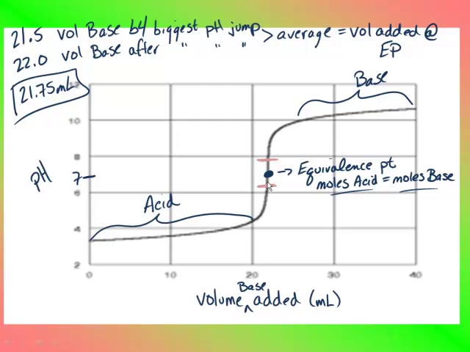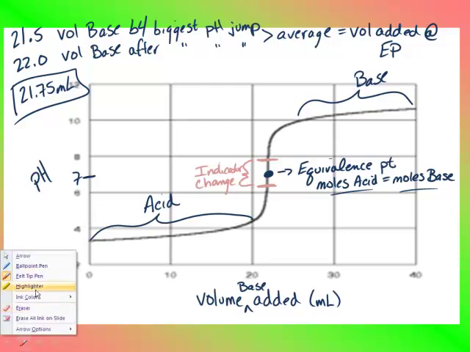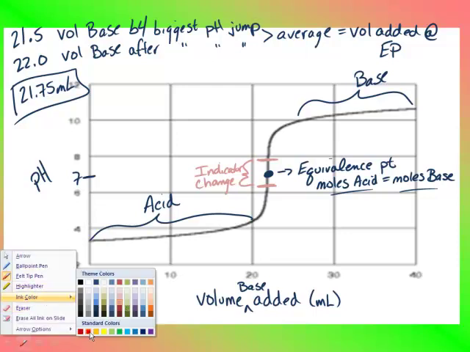Your indicator, okay? You typically want your indicator change to occur immediately before or immediately after your equivalence point. Now, ideally, you want it to occur immediately before your equivalence point so that you know you haven't passed it. But sometimes we have no choice and we have to deal with something that occurs after.